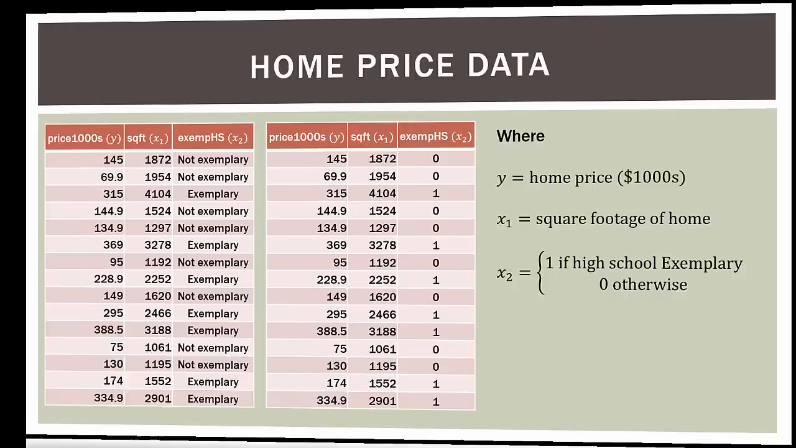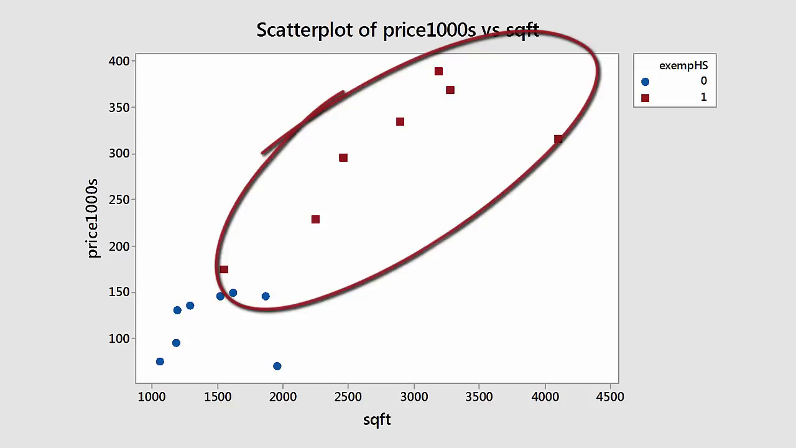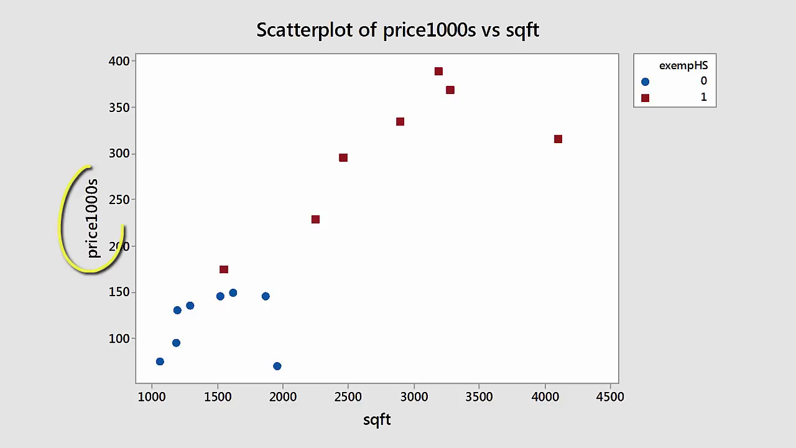So here is a grouped scatter plot of our data. You can see a definite pattern here. So the blue dots represent homes where the high school is not exemplary, and the red squares represent homes where the high school is exemplary. On the bottom of our graph, we have square footage, and on the y-axis, we have the price in thousands. So most of our homes down here in the lower left are homes that are smaller. They are homes where the high school is not exemplary and the price is less.